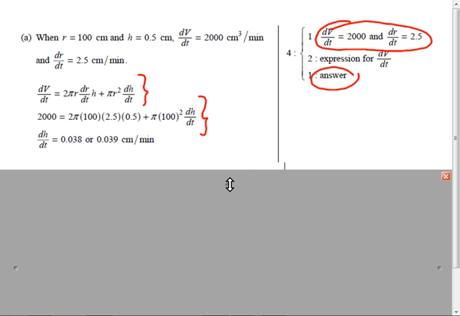That's only 1. Are you ready? So let's try the next part.